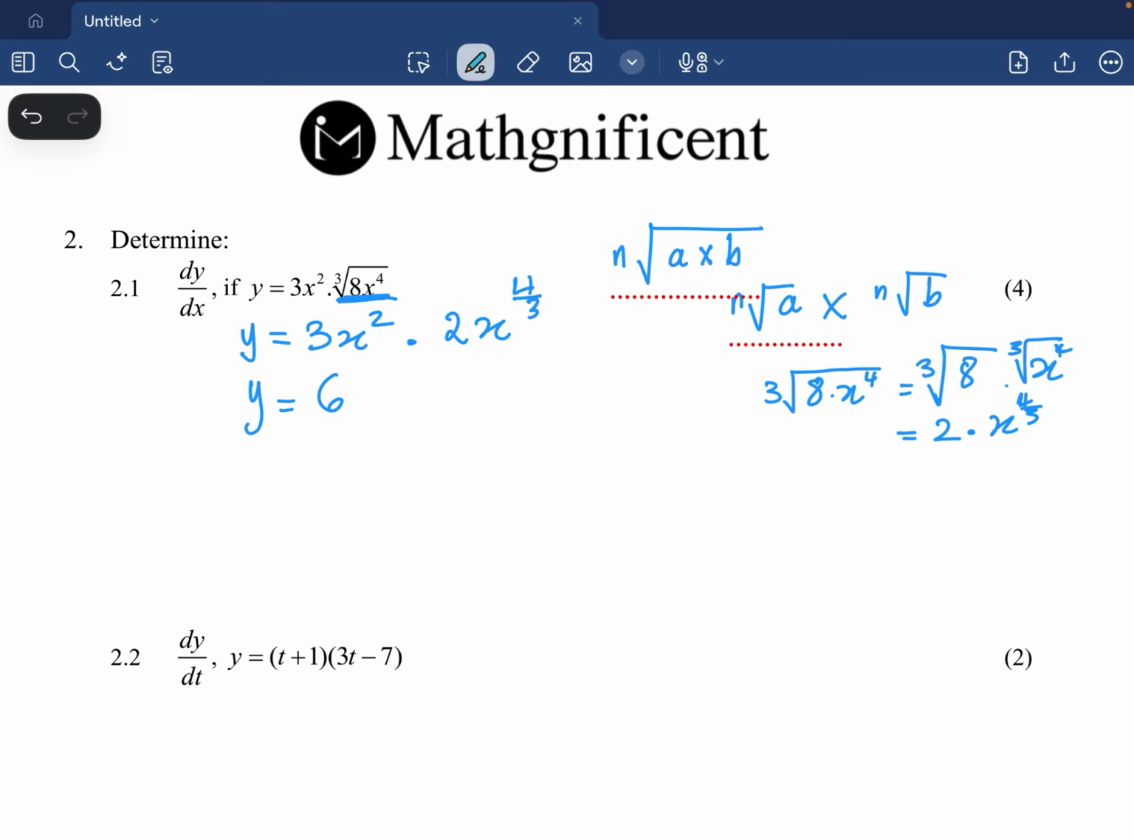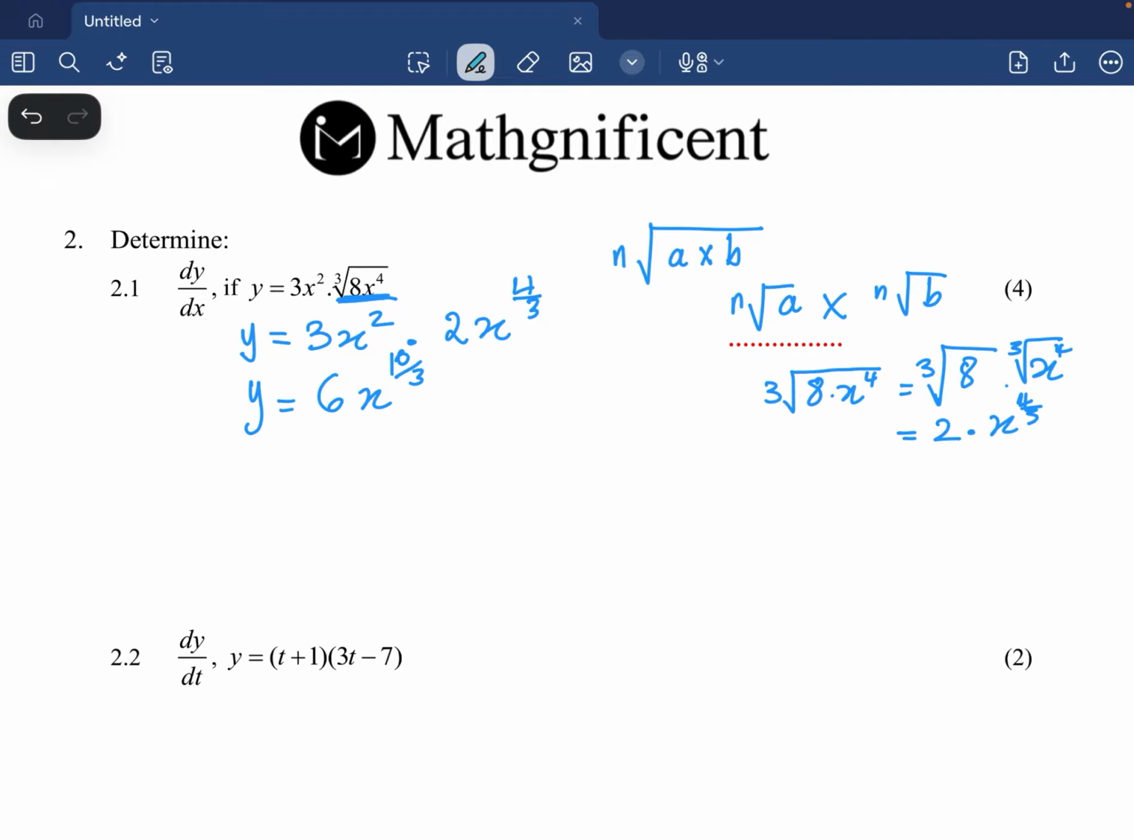This is going to be 10 over 3. So this is x to the power of 10 over 3. Remember, when you multiply powers of the same base, you are going to add the exponents. And that is how we are going to add this so that we get 10 over 3. And now, since our expression is simplified and y is the subject, it means that now we can differentiate with respect to x.